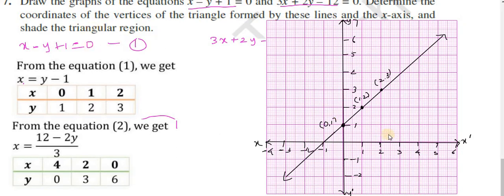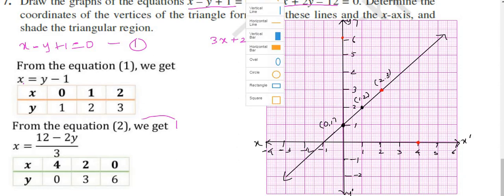Okay, the first point is 4 comma 0. X-axis 4, y-axis 0, here only 4 comma 0. Next is 2 comma 3. X-axis 2, this is 3, 2 comma 3. And next is 0 comma 6. So 0 is here, 6 is here, 0 comma 6.